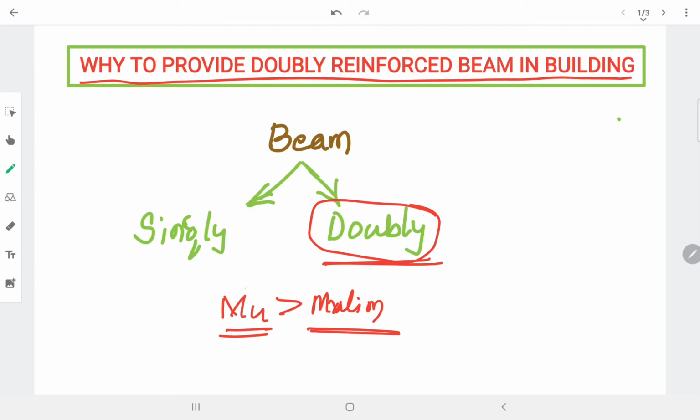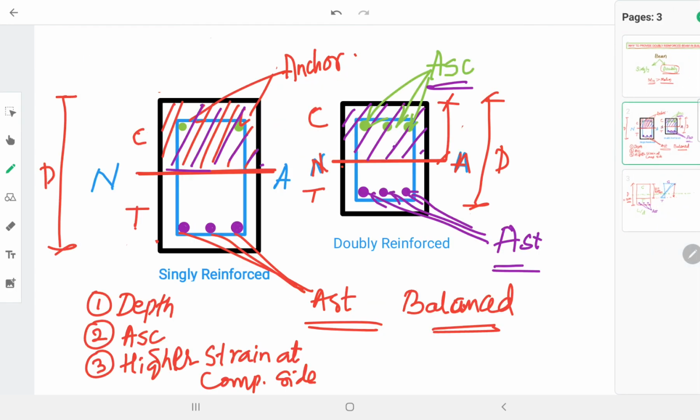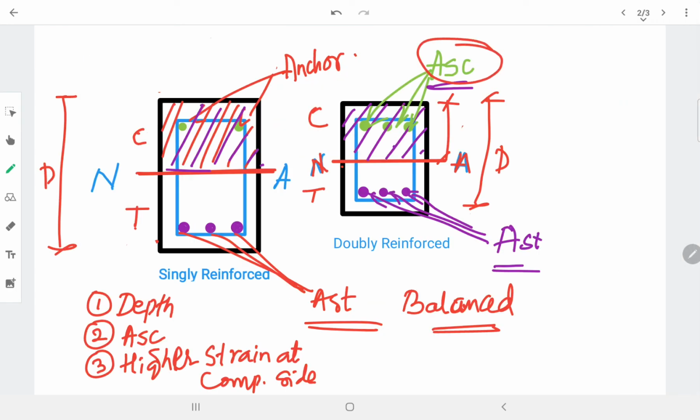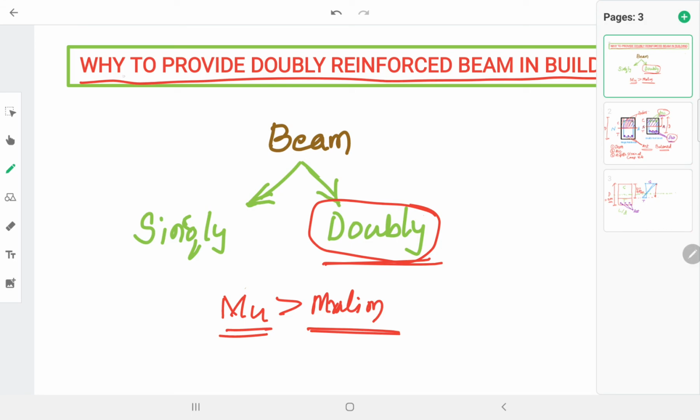Doubly is nothing but you need to provide the compression reinforcement, or reinforcement in compression. This is the area of steel in compression, area of steel in tension. These are to be provided. So this is the major intention.